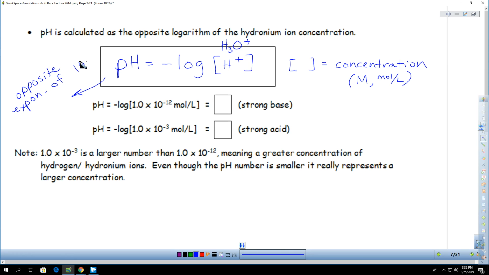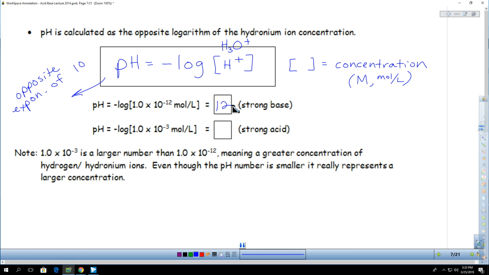So if I saw this 1 times 10 to the negative 12, you can plug it in your calculator if you want to. You could just plug in the opposite log, the LOG key, and then hit 1.0 times 10 to the negative 12. But really, it's the opposite exponent of 10. It's 12, which tells me that it's a base. Now, most likely, it's a pretty strong base, something that's going to produce a lot of hydroxide. Like a pH of 12 is pretty basic.